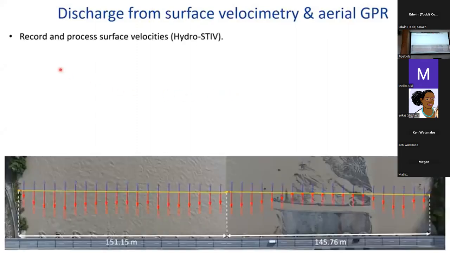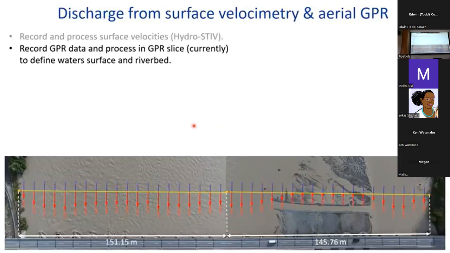So the workflow for obtaining discharge from surface velocity and aerial ground penetrating radar: you need to record and process surface velocities using HydroSTIV, which is extremely useful. This is the Waimakariri River example. It was quite a wide river, so we recorded surface velocities in two different sections and combined them together. And it can be quite useful to make measurements upstream from the bridge because then you have visible references in the recorded videos for stitching the surface velocities together.